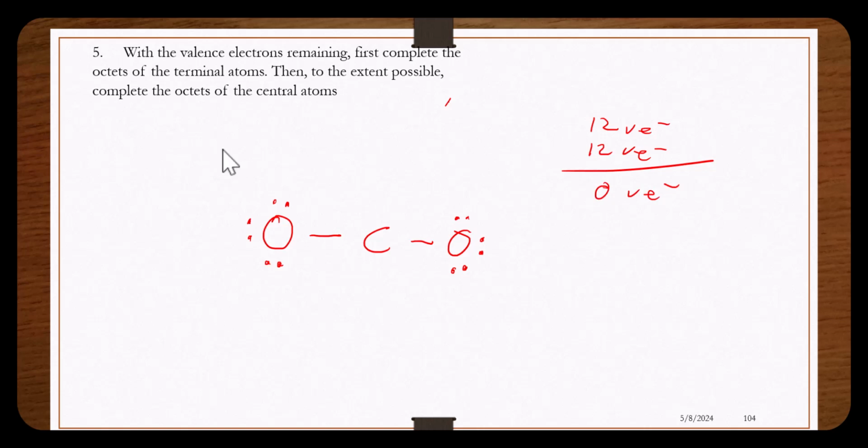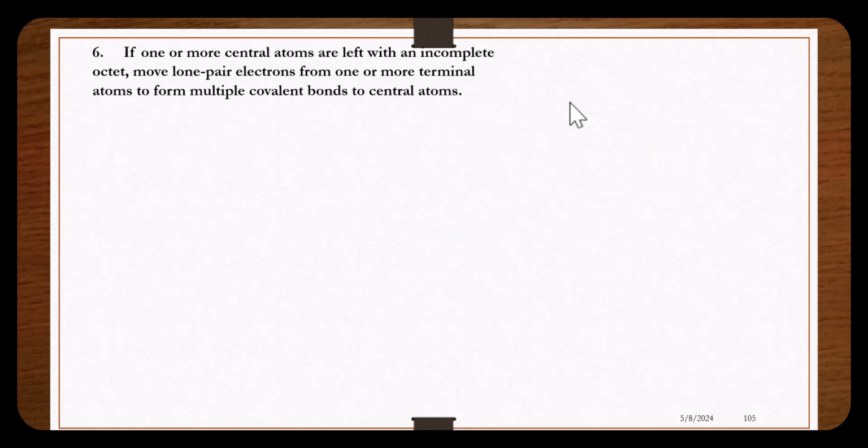So we can move to step 6. In step 6, it says that if one or more central atoms are left with an incomplete octet, move the lone pair electrons from one or more terminal atoms to form multiple covalent bonds to the central atom. So if we look at the central atom carbon, we can see that it only has 4 valence electrons in the outer shell, and it needs 4 more valence electrons to complete the octet.